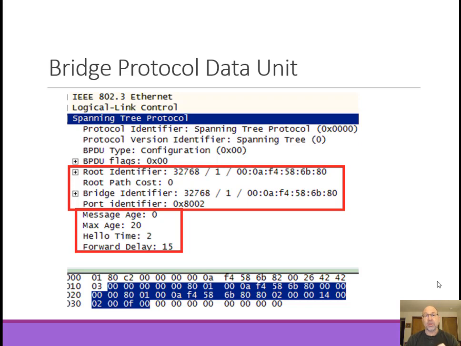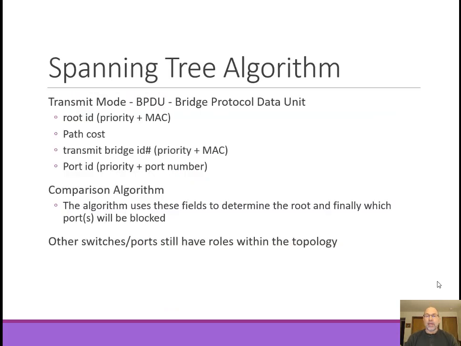So we have the root ID, the root path cost, the bridge identifier, or maybe more accurately, the transmit bridge ID that this particular BPDU came from, and then the port ID. Now, in the case where the root ID and the bridge ID are the same, as is the case here, you know that this came from the root bridge. In the bottom red rectangle, we have the timers that are associated with spanning tree, and those become important to us later on.